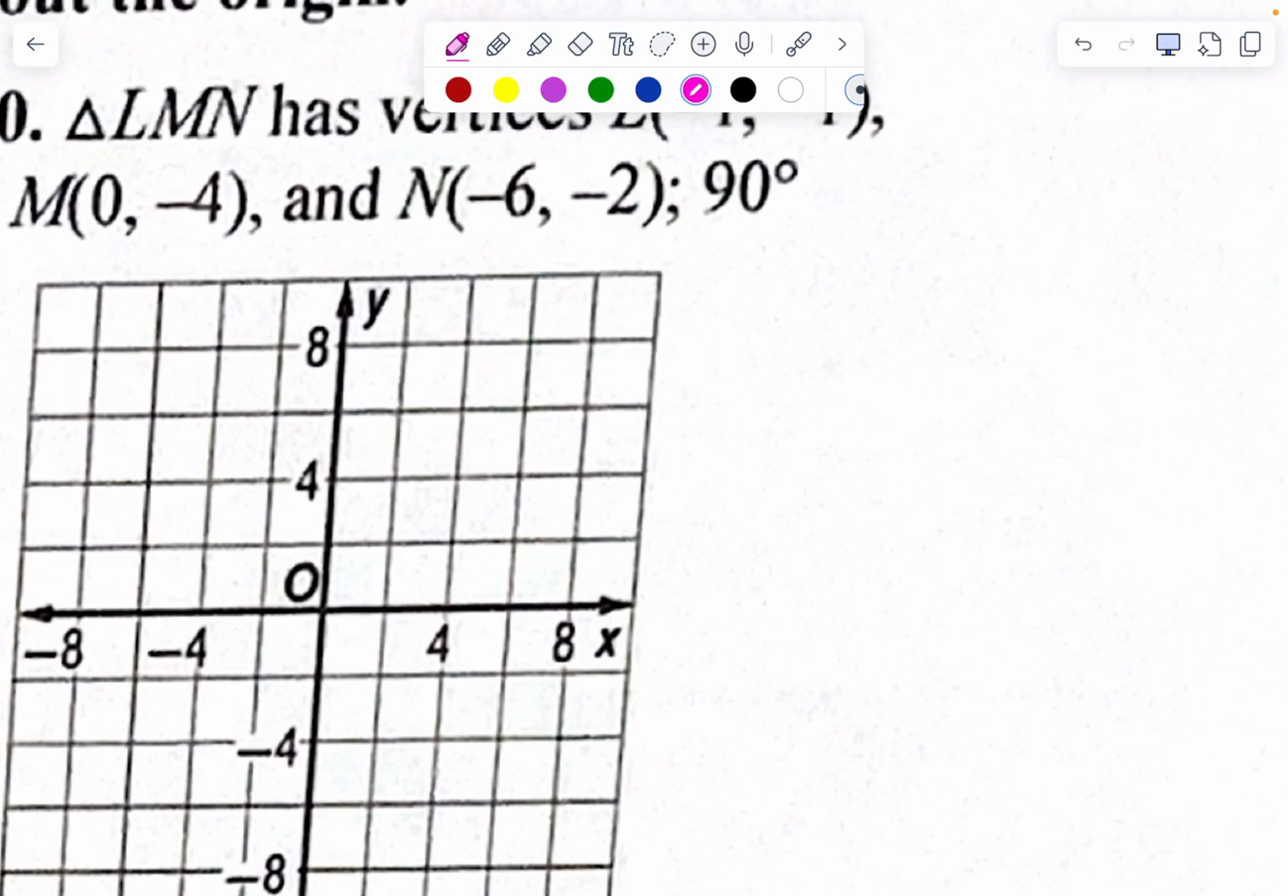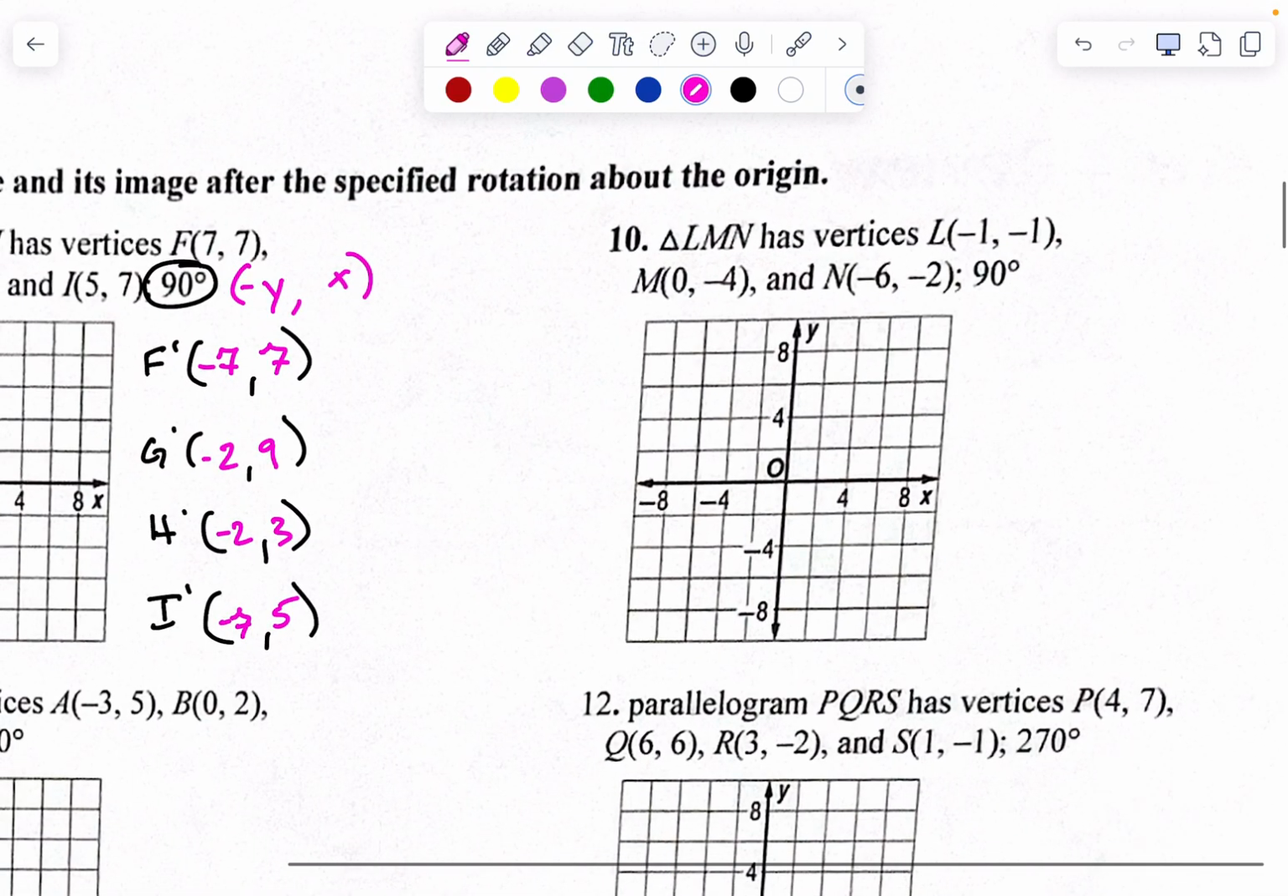All right, number 10. Also 90 degrees. 1, -1. L prime, M prime, N prime.